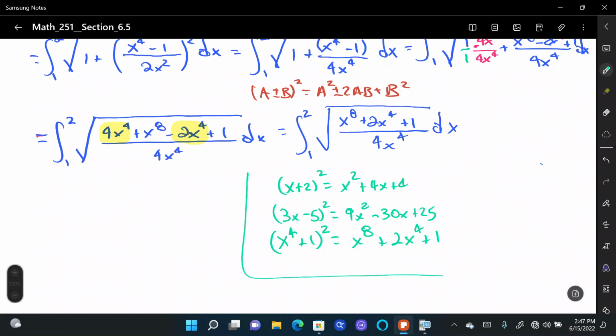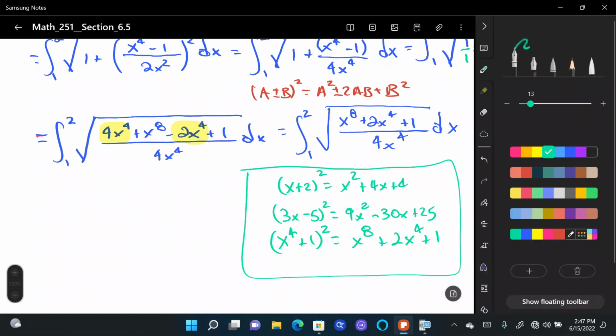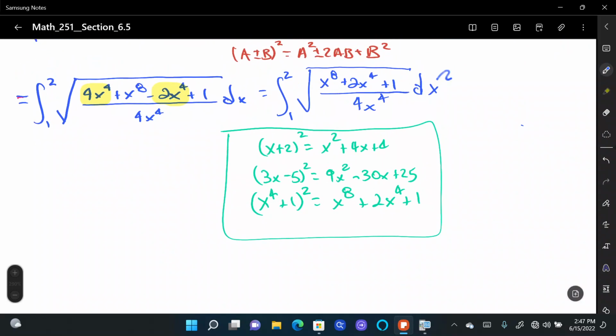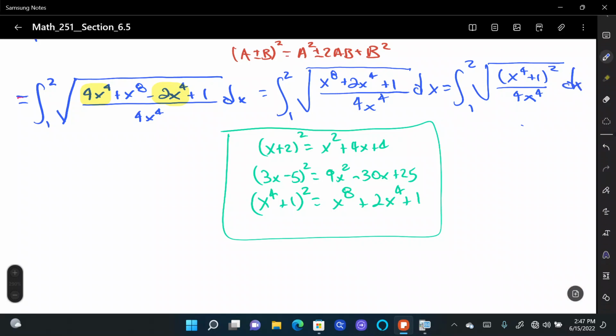So let me just box it. And you will see how this integral will be a lot more simple. I know this one is taking a good minute to simplify, but we're almost there. X to the fourth plus 1 squared over 4x to the fourth power dx. All right. So far, so good.